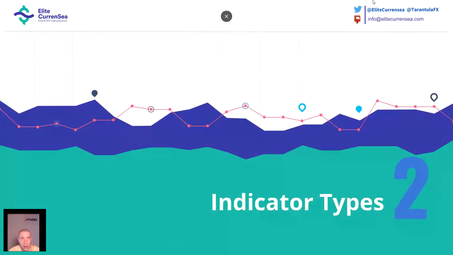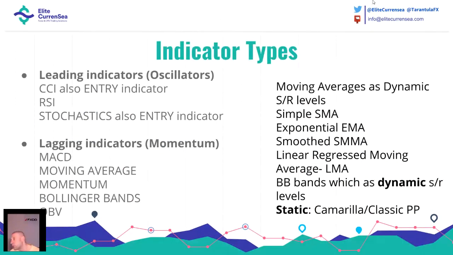Indicator types. There are, as I already said, leading and lagging indicators. Those are two main groups of the indicators. But then again, we have some other stuff such as dynamic and static support and resistance levels. So leading indicators are CCI, that is also an entry indicator, RSI, stochastic. Those are main leading indicators. There are tons, guys, of indicators, really tons of indicators. But I'm specifically talking about some popular types that can be found by default on the MT4 and MT5 platforms.